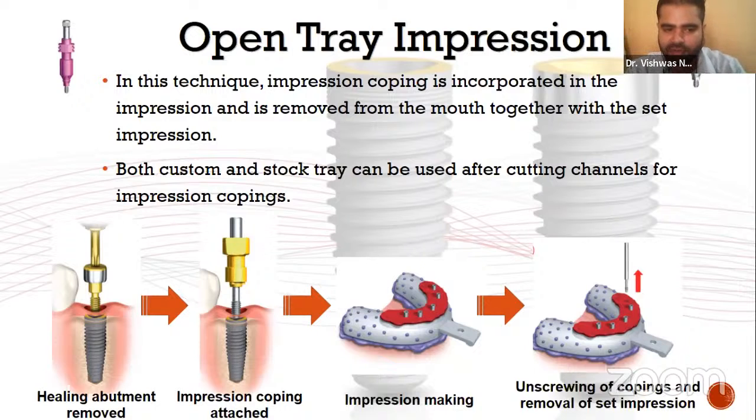The basic workflow involves removing the healing abutment and replacing it with the open tray impression coping, followed by your impression. And once the impression is set, we unscrew these copings and then remove the impression.